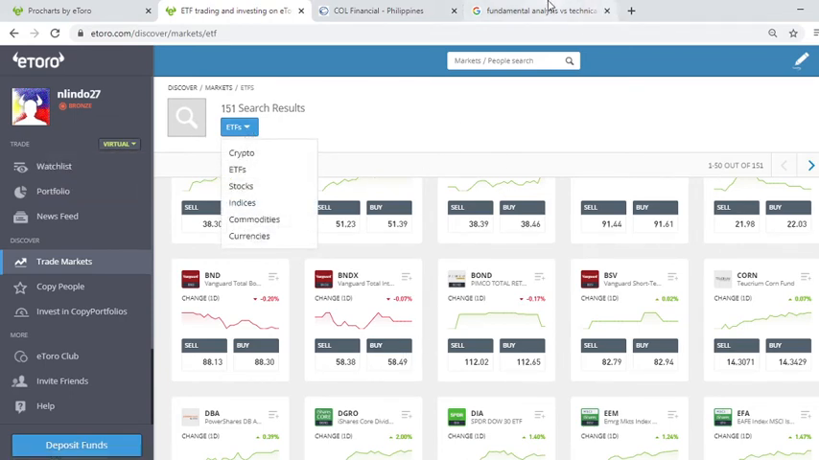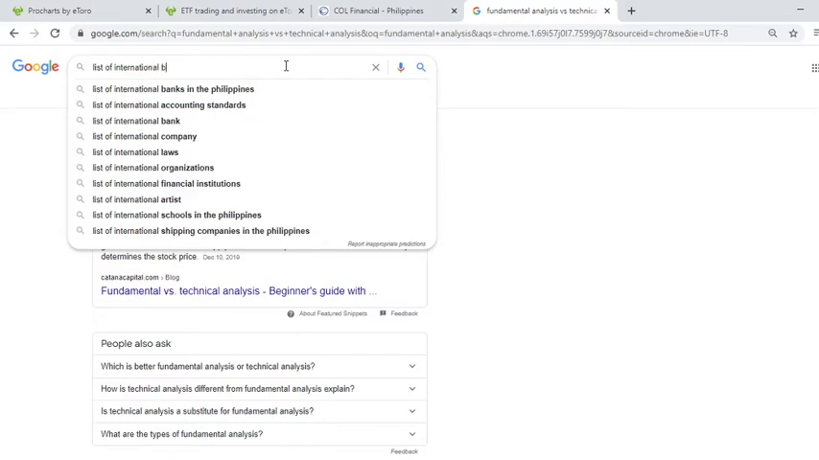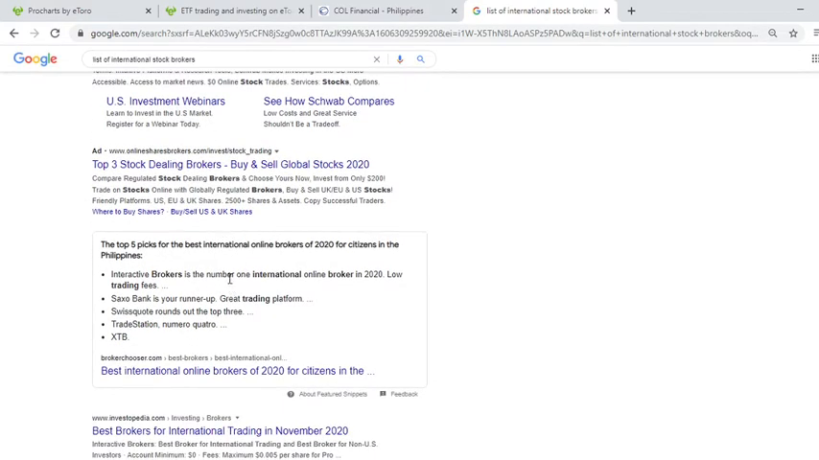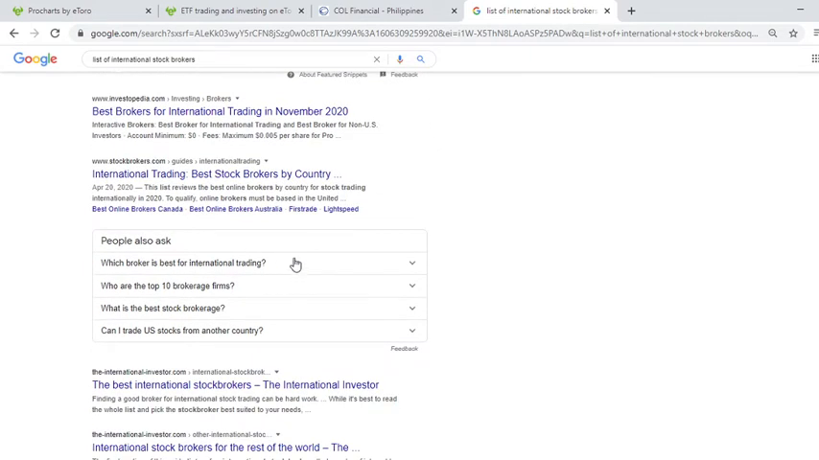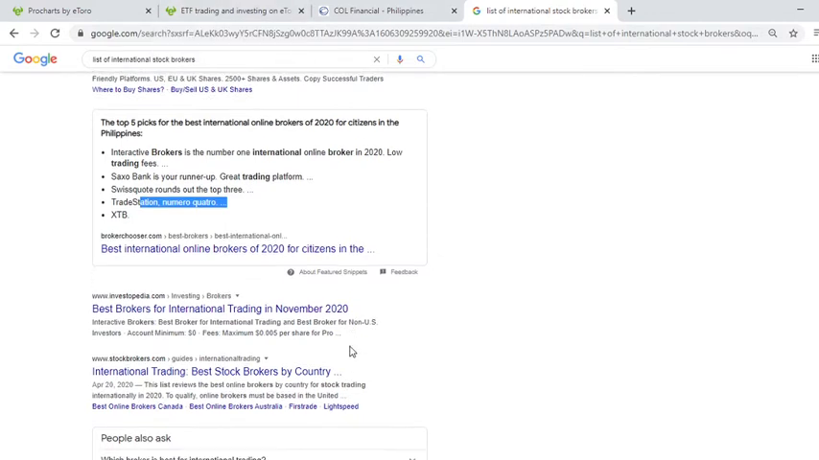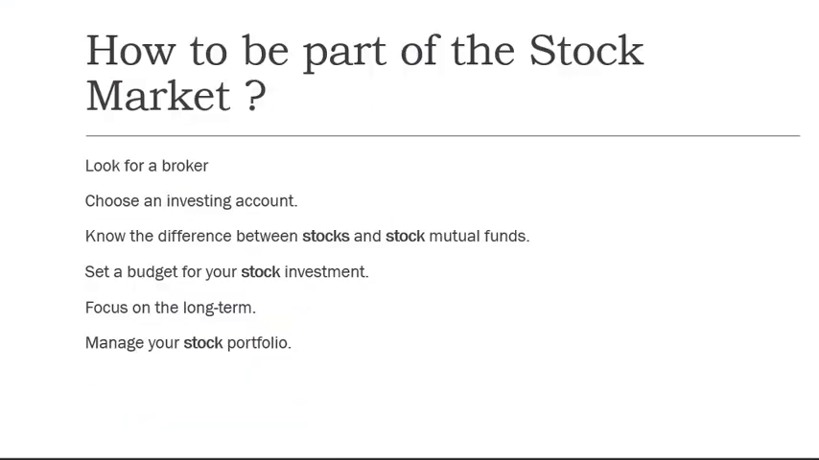There are a lot of brokers. Here is a list of international stock brokers. There are a lot if you check on the internet, but the one I have is eToro. There are Interactive Brokers, number one international online broker, Saxo Bank, Swissquote, TradeStation. You can just search on the internet for the broker that fits your fees, if you find it cheaper, and there are also various features that make them differ from other brokers. You just need to search and ask how you can create an account with them.